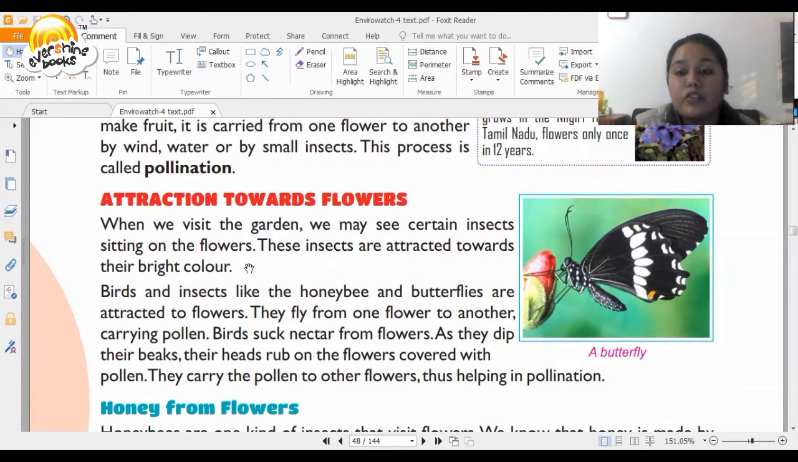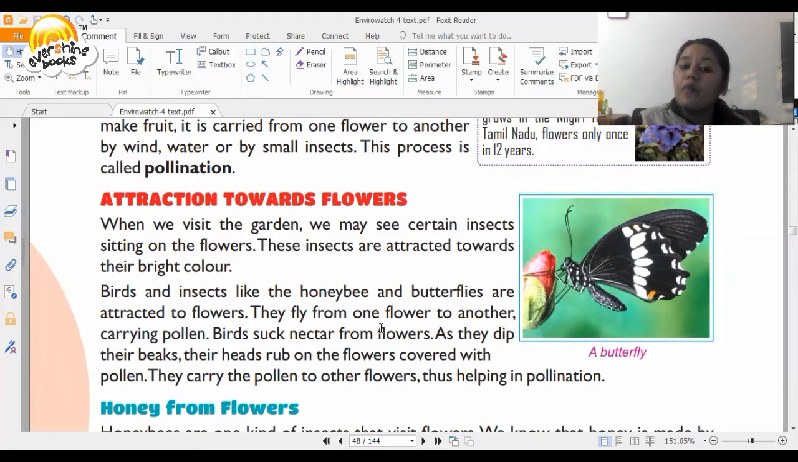These insects are attracted towards their bright color. So it's not just us, it is the animals or the insects also mainly who are attracted towards the flowers because of their bright color. Birds and insects like the honeybee and butterflies are attracted towards flowers. You can see a butterfly which is sitting on a flower.